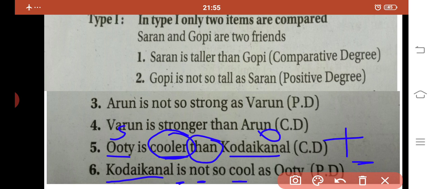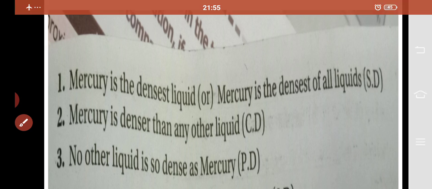So as is the bodyguard of the positive sentence, and we have to put the subject at the end of the sentence, Ooty. Kodaikanal is not so cool as Ooty. Like this we have to transform this sentence.